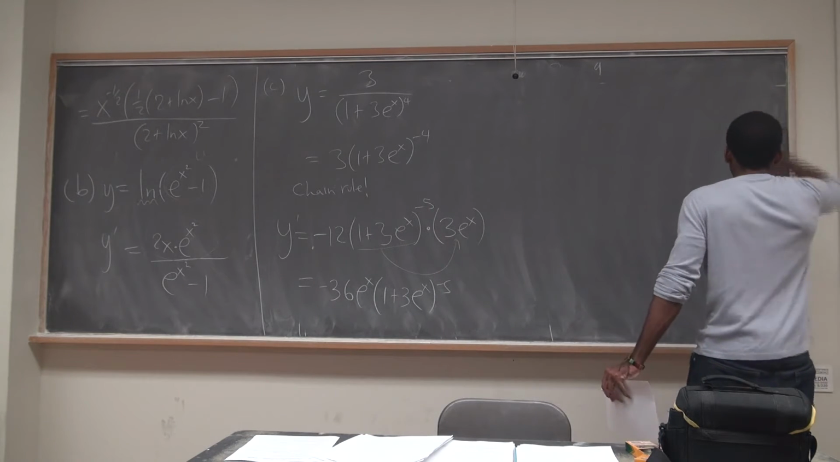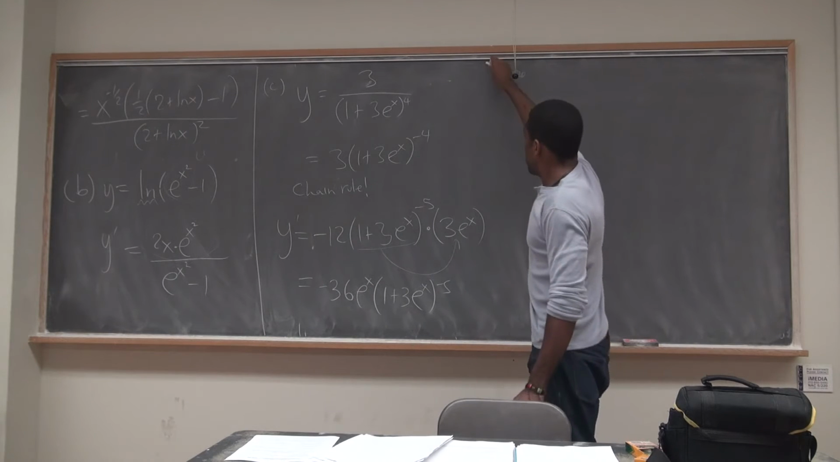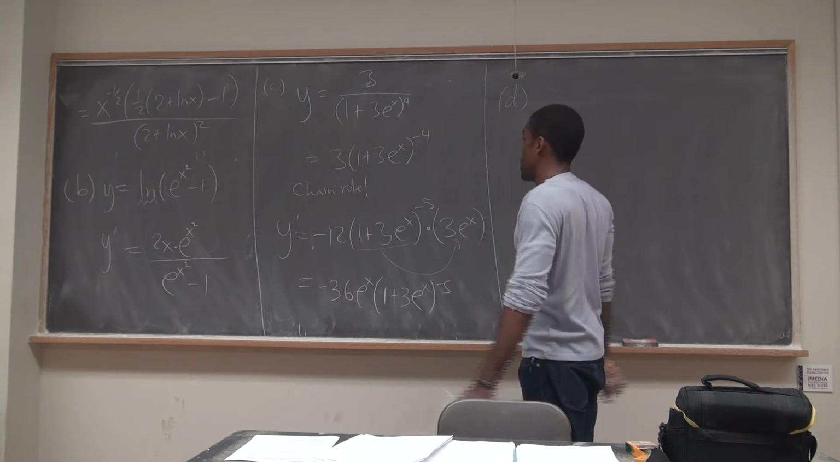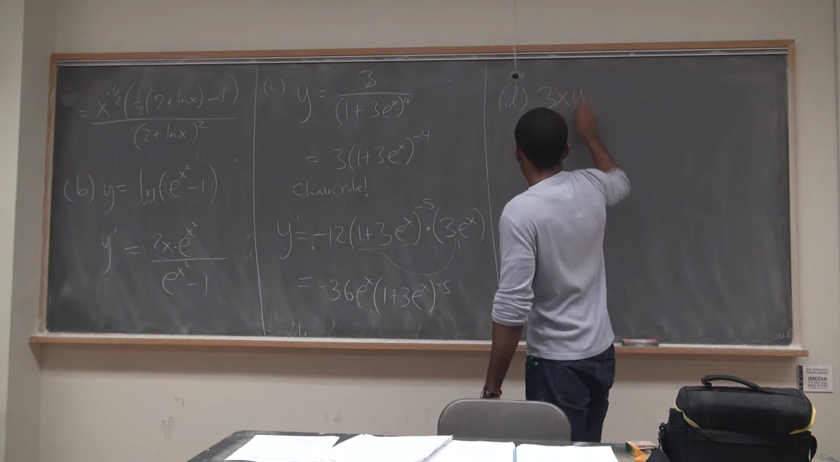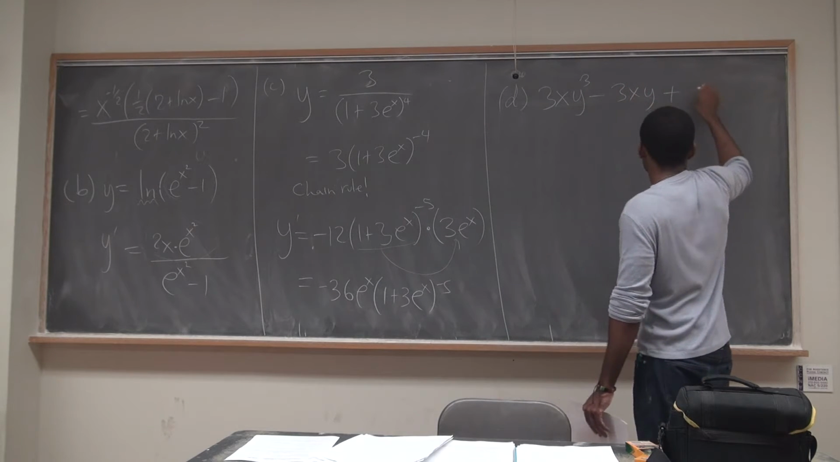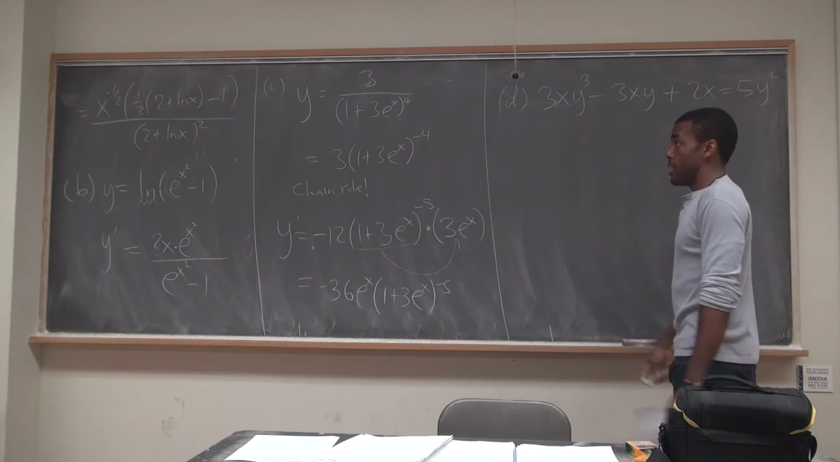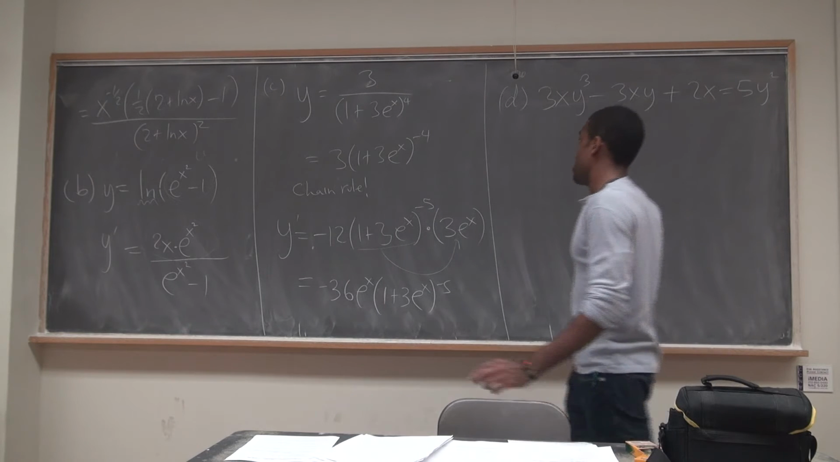And that's it for problem 1. On the test, I would probably put something like a part D where I ask you something like, find dy dx. What would you do? Implicit. It's implicit.